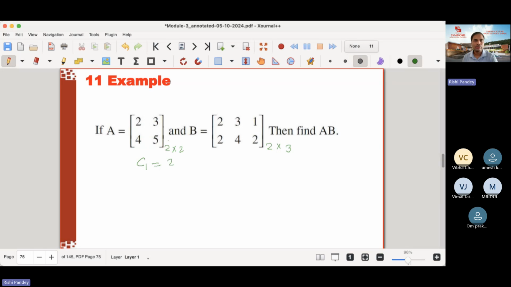2 columns. It is always written in the row into column form. So how many columns do we have here? 2. And how many rows do we have in the second one? 2. So the number of columns in the first is equal to the number of rows in the second, so we are able to multiply. Isn't it? You got my point?